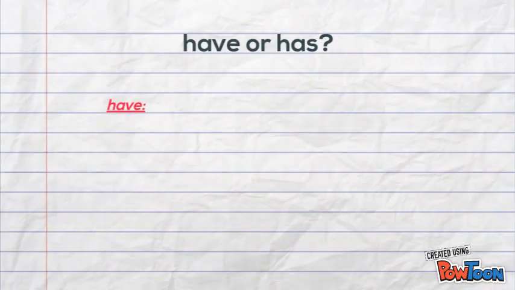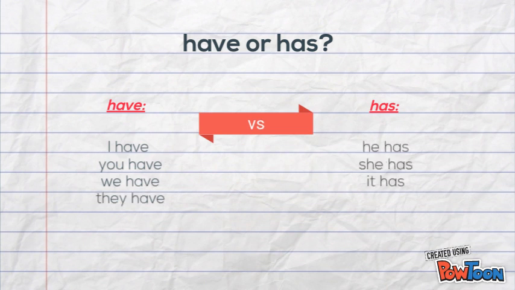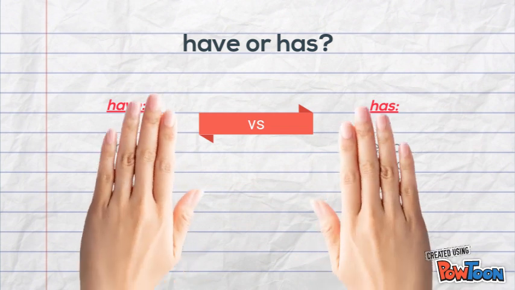Have or has? Tricky question? No, not really. We use have for I, you, we, and they, and we use has for he, she, it. I have, you have, we have, they have, but he has, she has, it has.